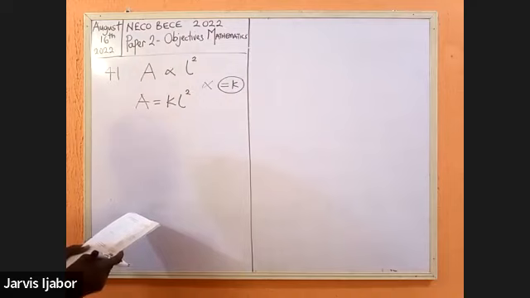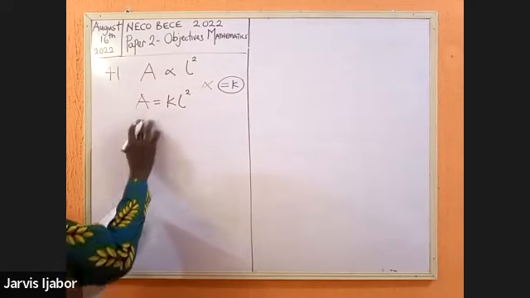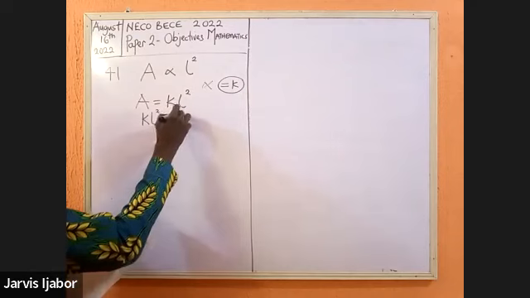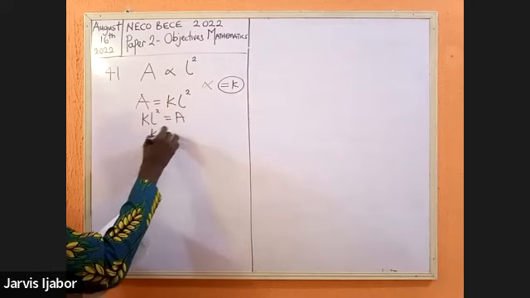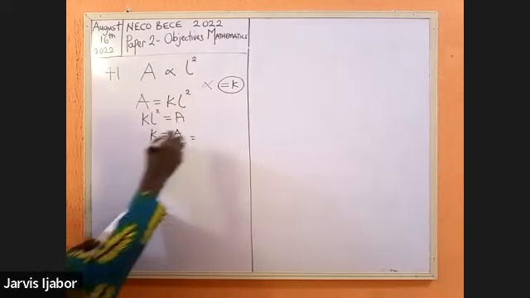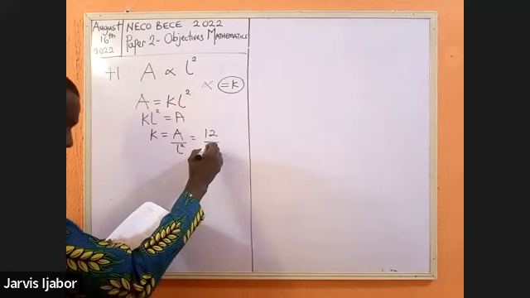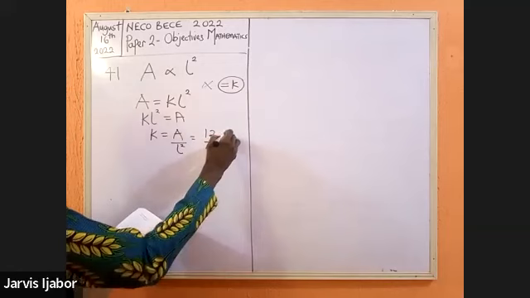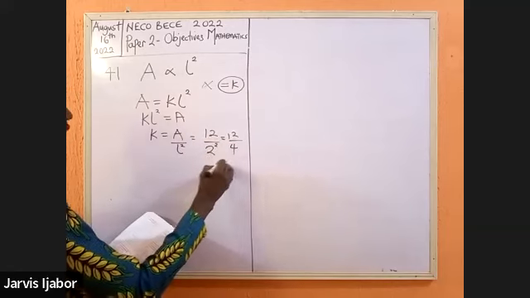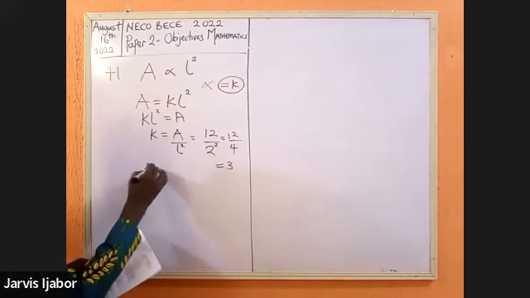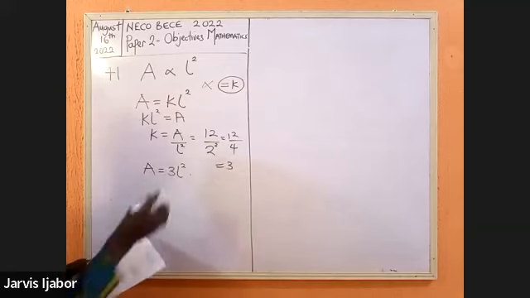If the length is 2 cm, when the area is 12 cm, so 12, I'll make K the subject of the formula. It means that KL squared will be equal to A, and K will be equal to A over L squared. A is 12, L is 2 squared. So that will be 12 divided by 4. And that will be what? 3. So K is 3. So I'll reapply this now to this expression. I have that A is equal to 3L squared.